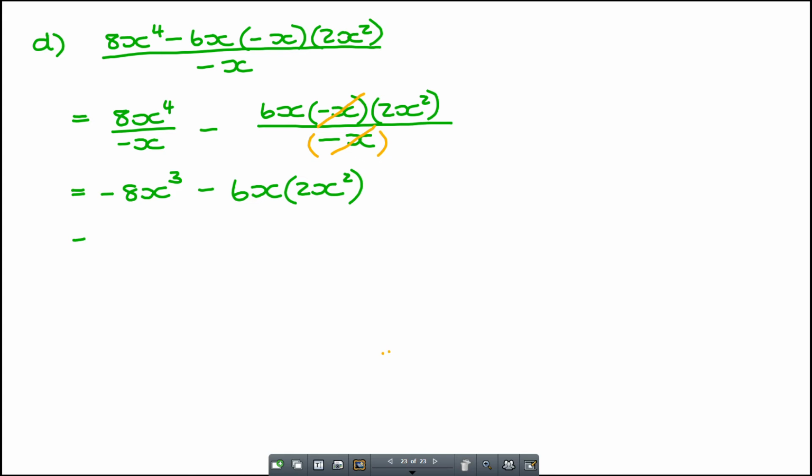So I don't stop there, because these two have got to be multiplied with each other, and that's going to give me minus 12x to the power, sorry, I wrote squared here instead of 3. And now can you see they're like terms? So that should give me minus 20x to the power 3. Did you end up with the same thing?